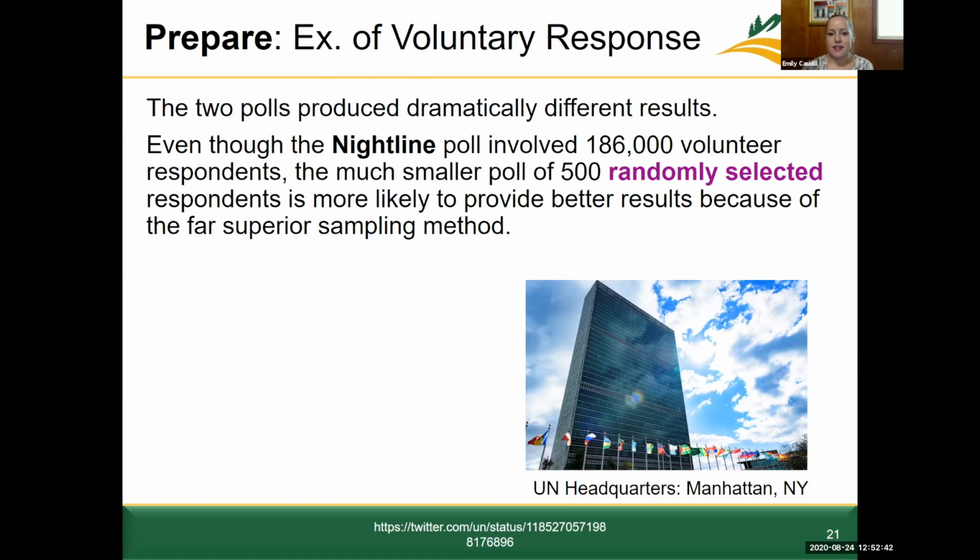So in the poll that involved 186,000 volunteer respondents, that's quite a large sample of the population if the population is supposed to represent the entire US, the entire world. So it's a lot of respondents, but the smaller poll of 500, and here's the key part here, of randomly selected respondents is more likely to provide better results because of this superior sampling method. Okay, so voluntary is biased, randomly selected has an opportunity to be much less biased.